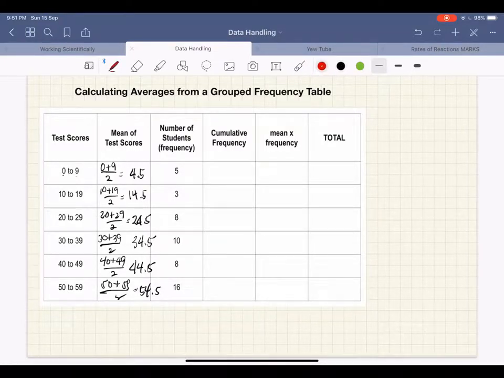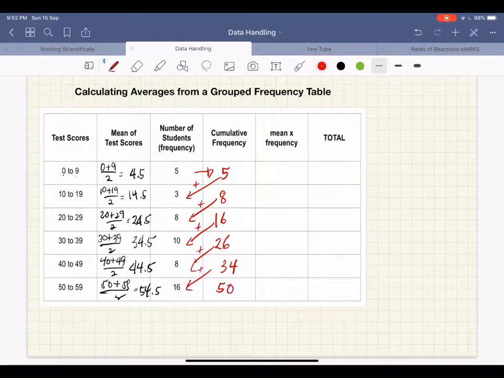Easy, okay? So we just move this first frequency here, 5. 5 plus 3 equals 8. 8 plus 8 equals 16. 16 plus 10 equals 26. 26 plus 8 equals 34. And 34 plus 16 is 50. So that means there's a total of 50 students who took the test, okay?